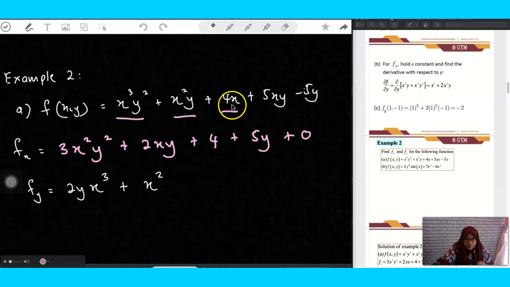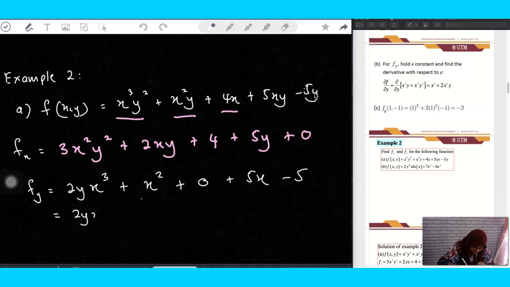Move to the third. Can you see y? No. So for x, these are all constant. So what happens if you differentiate? You will get 0. The fourth, can you see the y? Yes. So just y here. What happens if you differentiate? This y becomes 1, so you have 5x. Can you see y? Yes, just y here, differentiate y, you have 1, so you have minus 5. So you will get 2y x cubed plus x squared plus 5x minus 5.